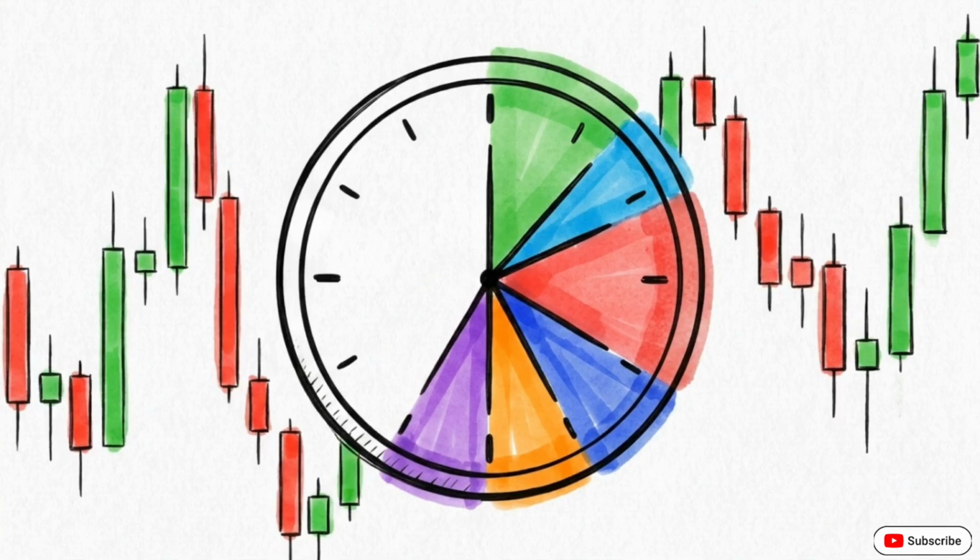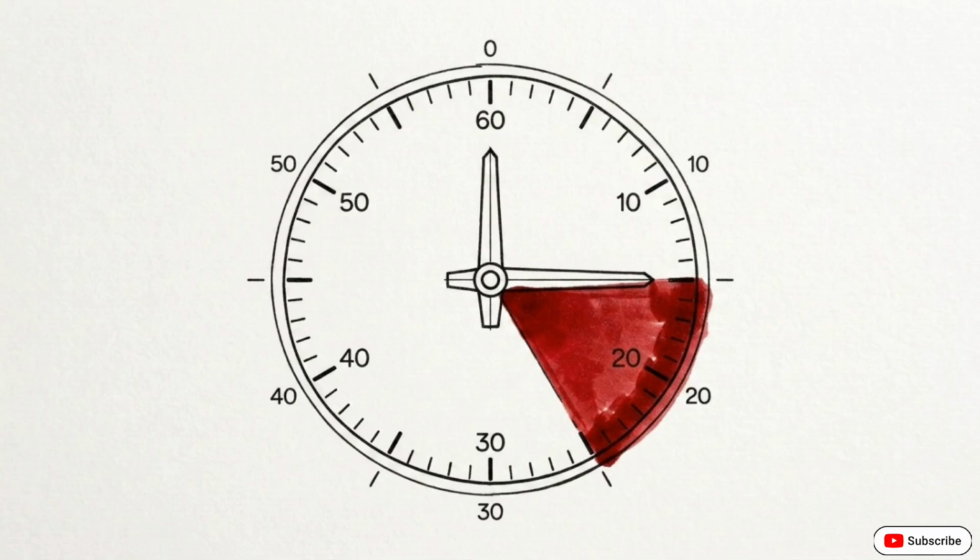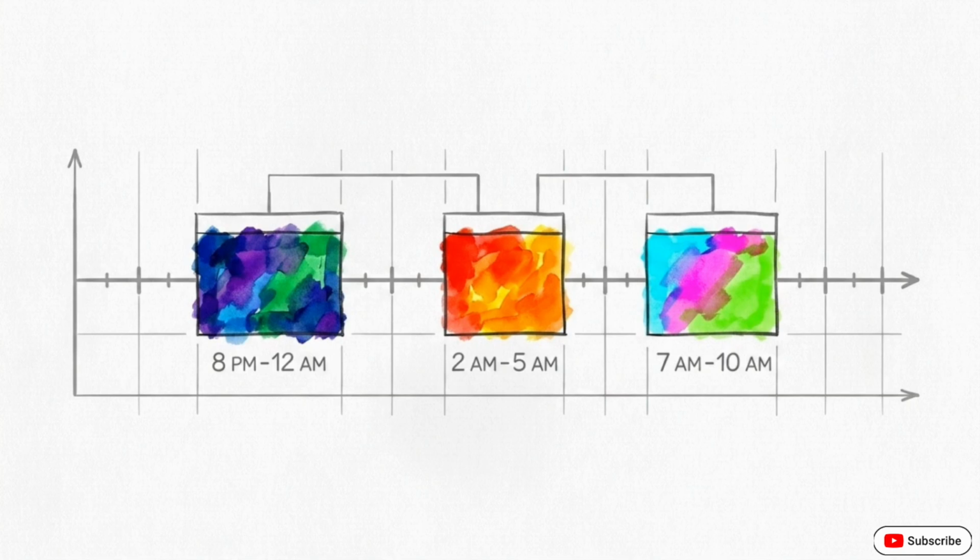Finding the gap is only half the equation. You must also apply a temporal filter. We only execute trades if the price returns to tap that fair value gap during designated high-volume windows known as kill zones. Set alerts for these 3 specific windows: 8 p.m. to midnight, 2 a.m. to 5 a.m., and 7 a.m. to 10 a.m. Eastern Standard Time.